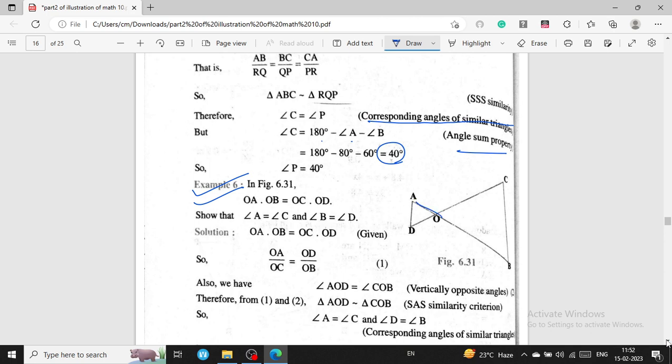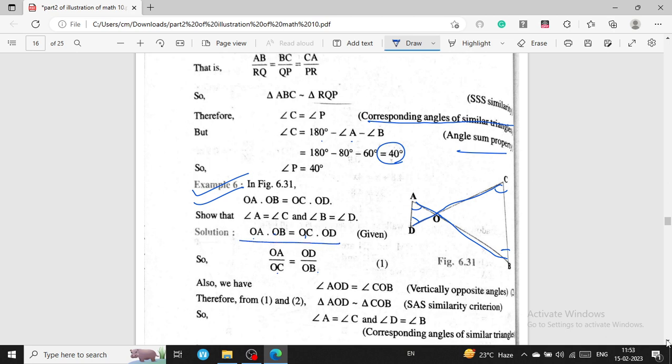OA into OB is equal to OC into OD. We have to prove angle A equal to angle C and angle B equal to angle D. First of all, we have given OA into OB is equal to OC into OD. You can write it in this way: OA over OC is equal to OD over OB. When we cross multiply, we will find again this statement.